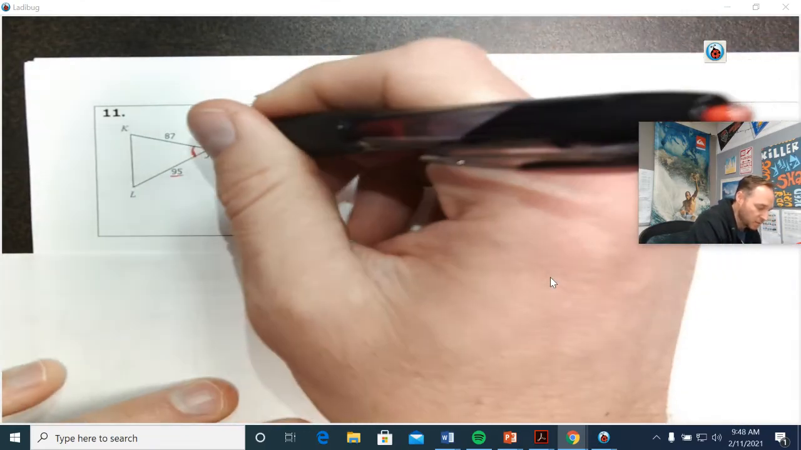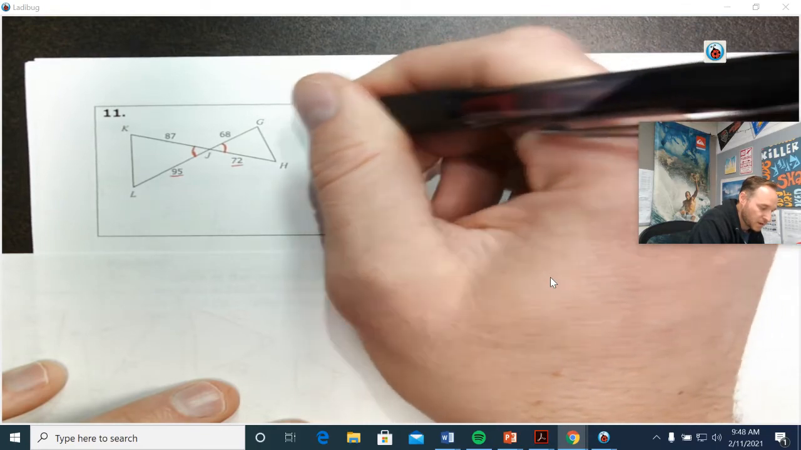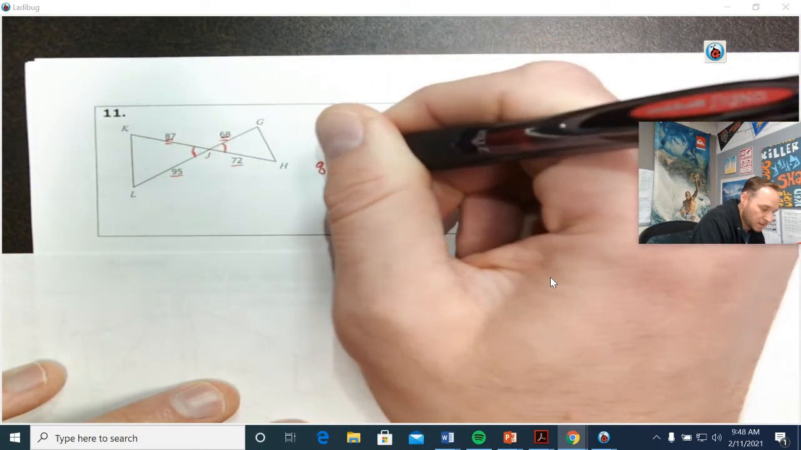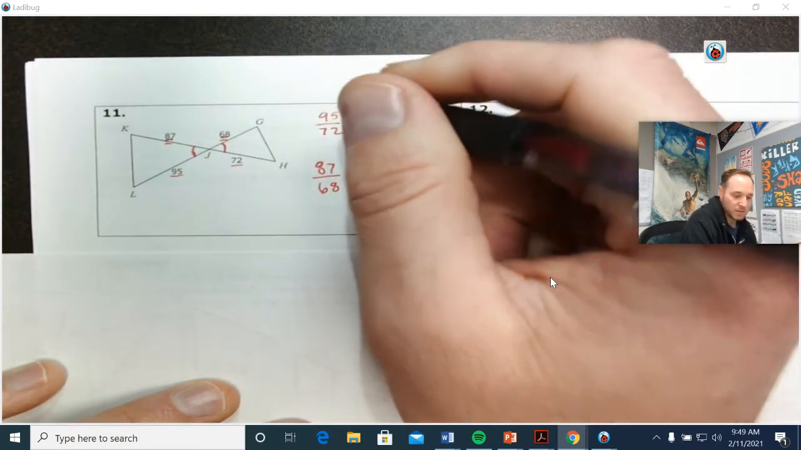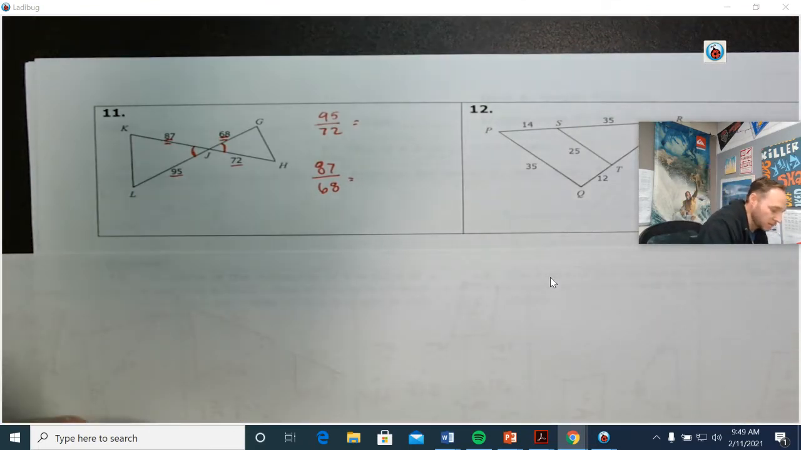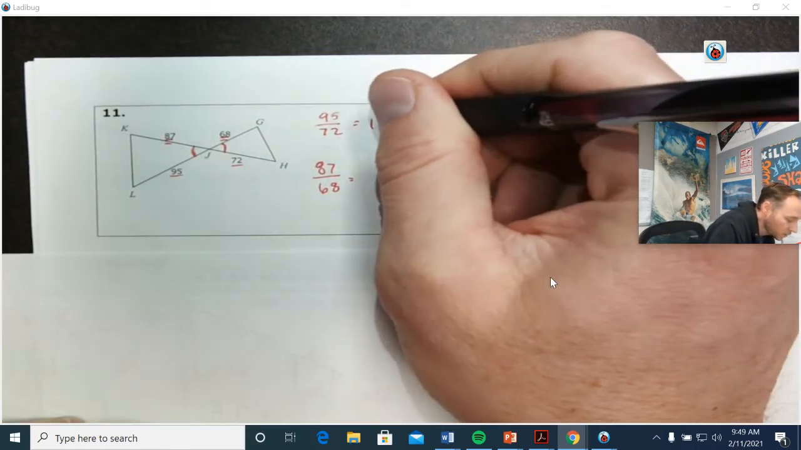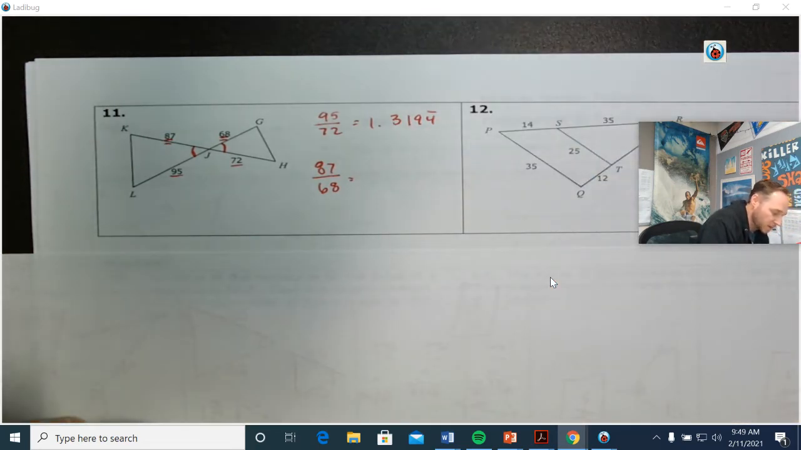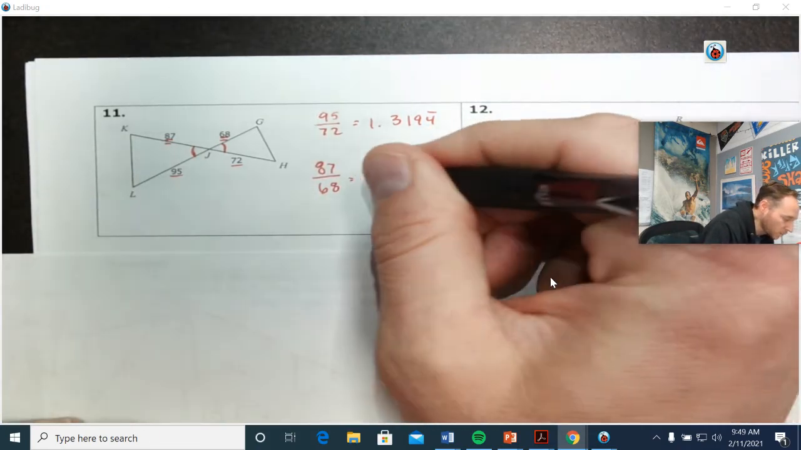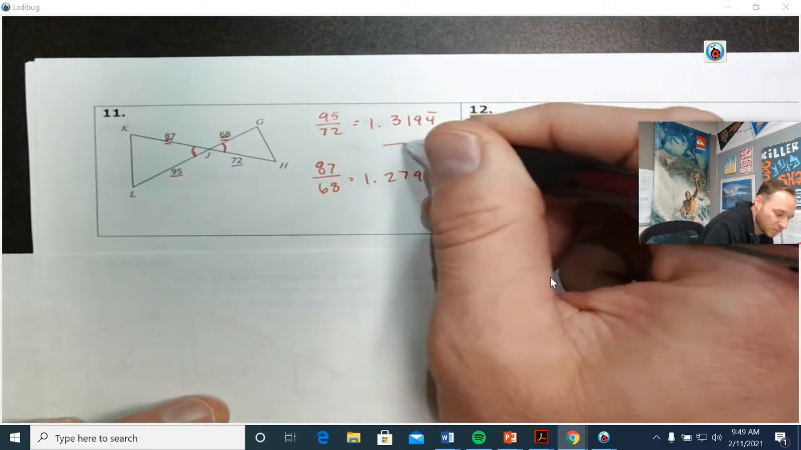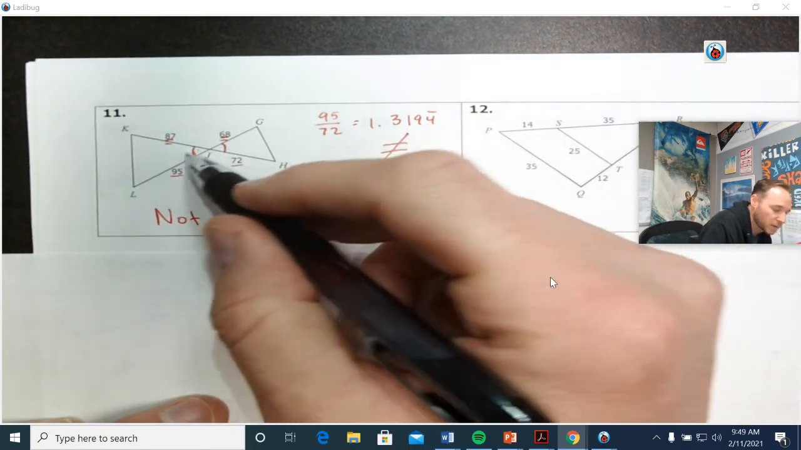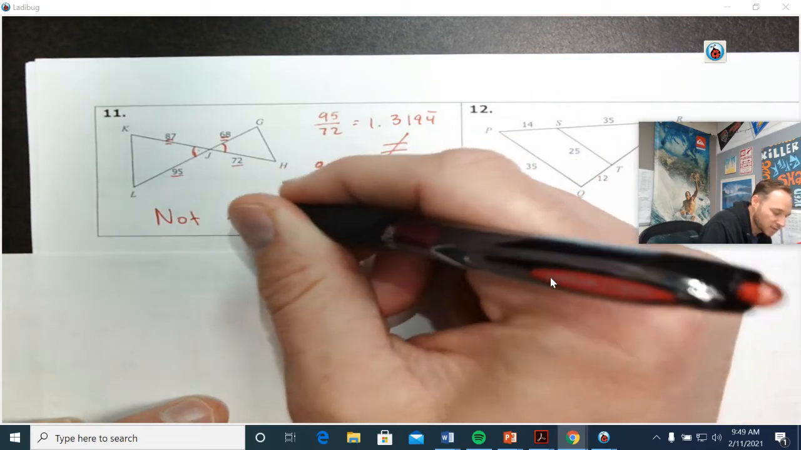The largest is 95. The largest over here is 72. So 95 over 72. We'll compare that to 87 over 68. If these are exactly the same, then I know they are similar. 95 divided by 72 equals 1.3194 repeating, and 87 divided by 68 equals 1.279. These are not equal, therefore this is not similar because the sides are not proportional. They do have a congruent angle between them, but the sides are not proportional, so this is not similar.